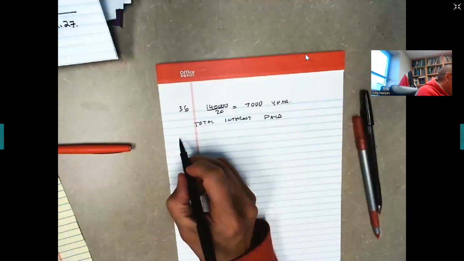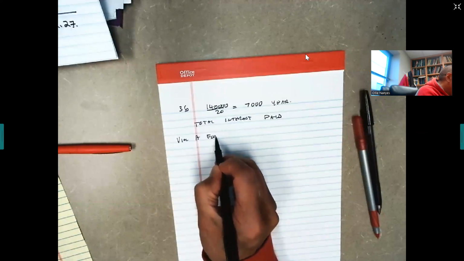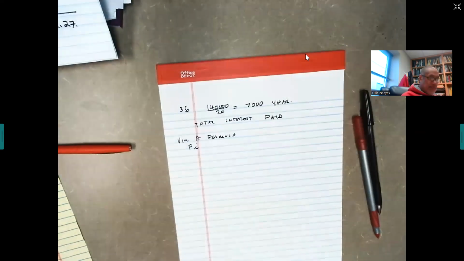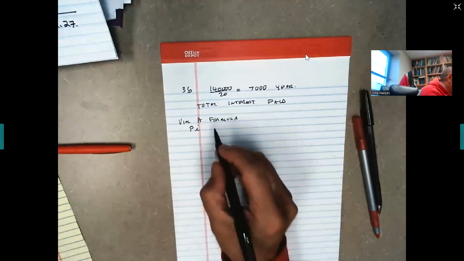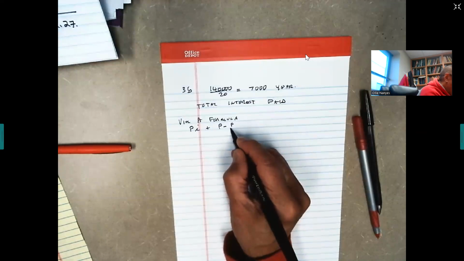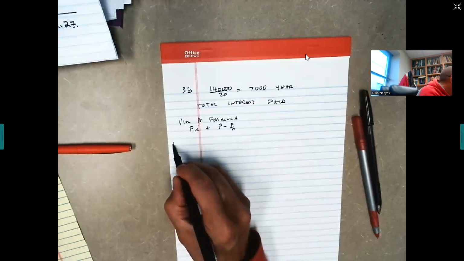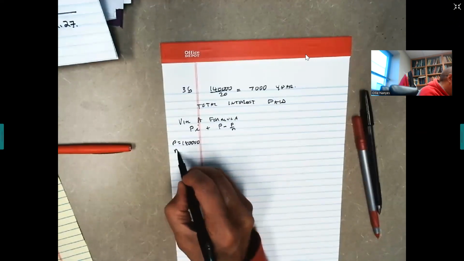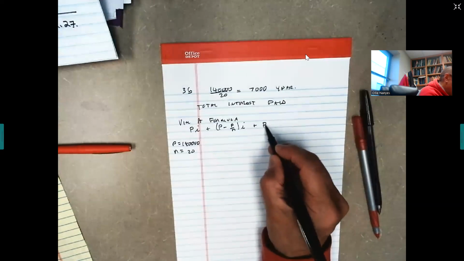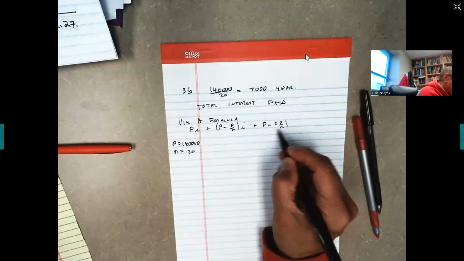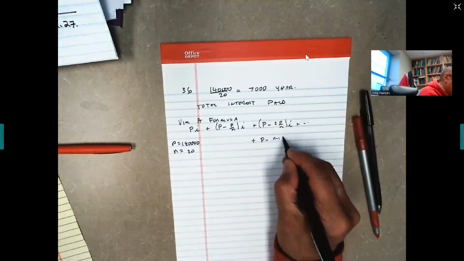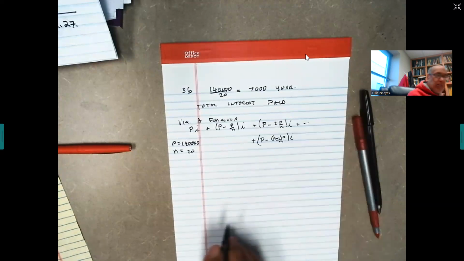And the way to find it by a formula, the first interest would be the original principal times I. Okay, got that? The second one would be the original principal, but then you're taking away the principal payment, and that's going to be P over N. Here, P is 140,000, N is going to be 20, and that's going to be times I. And then you're going to add 2 times P over N times I, and you're going to keep summing this until you get to the second to last payment.